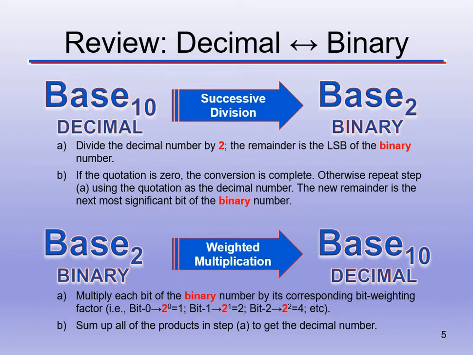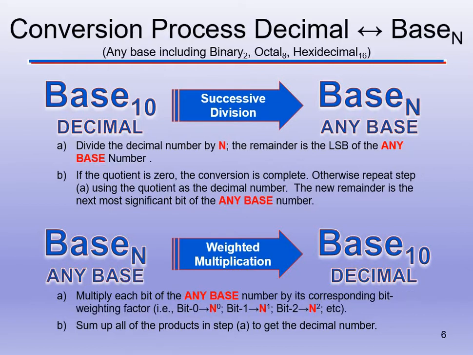Alright, so if our decimal was base 10, we did successive division by 2 to get to our binary numbers. And when we did our binary to decimal, we did 2 to the 0 times the bit, 2 to the first times the bit, 2 squared times the bit, 2 cubed times the bit, 2 to the fourth times the bit, and then we added all those up. We're going to do the exact same thing here. So octal is going to do the same thing. And we can do the same approach with any base.